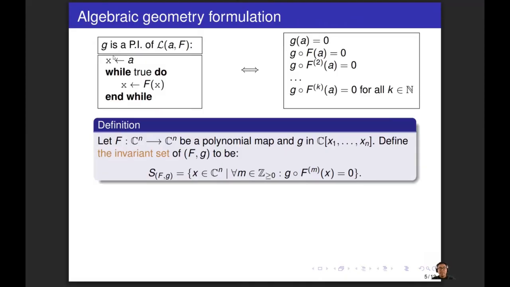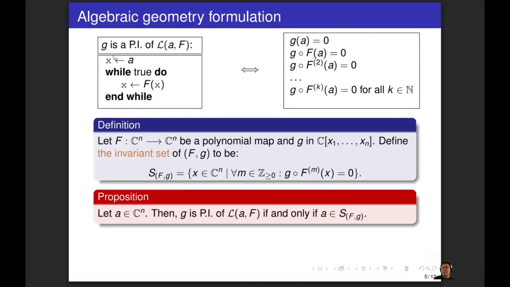For given polynomial maps f and g, we define the invariant set of f and g to be the set of all points x such that g of x is equal to 0, g of f of x is equal to 0, and so on. Also, you can easily see that g is the invariant of this loop when the initial value of the loop is contained in the invariant set.